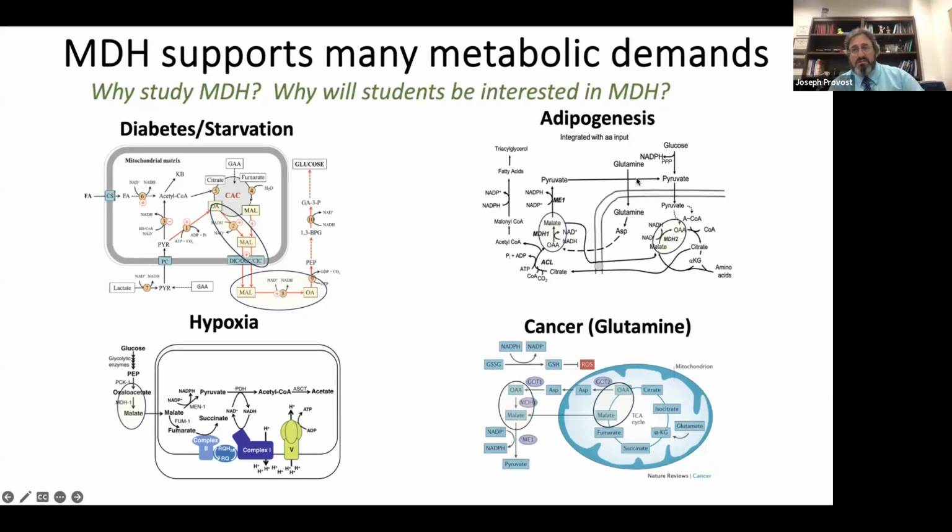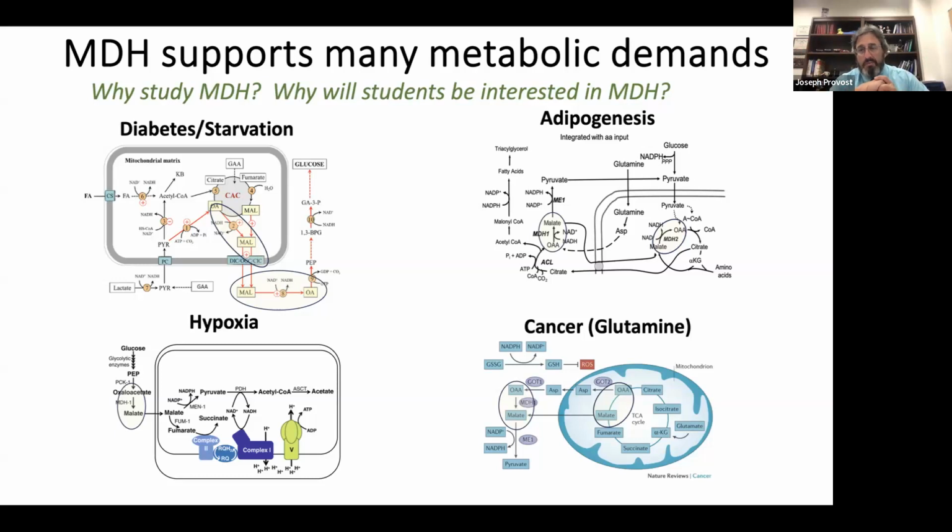In adipogenesis, focusing on amino acids that are going to be involved in creating the carbons for doing this, we have MDH going in different directions, both in the cytosol and in the mitochondria. In hypoxia, where glucose is being used at a much higher rate, we see MDH going from oxaloacetate to malate, the opposite direction we saw in adipogenesis, or in starvation and diabetes.